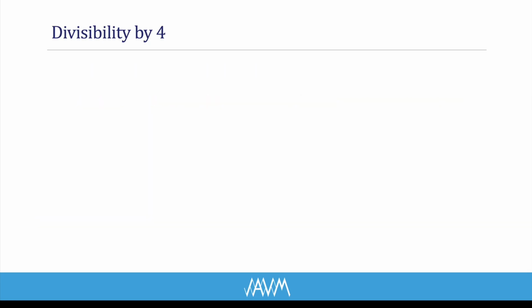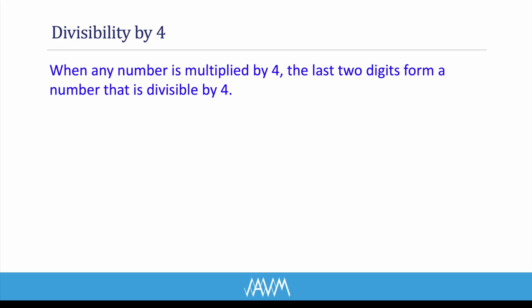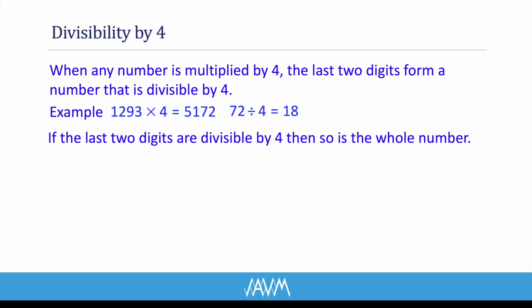Divisibility by 4. When any number is multiplied by 4, the last two digits form a number that is divisible by 4. For example, 1293 times 4 is 5172. And 72 divided by 4 is 18. And so 72 is divisible by 4. If the last two digits are divisible by 4, then so is the whole number.